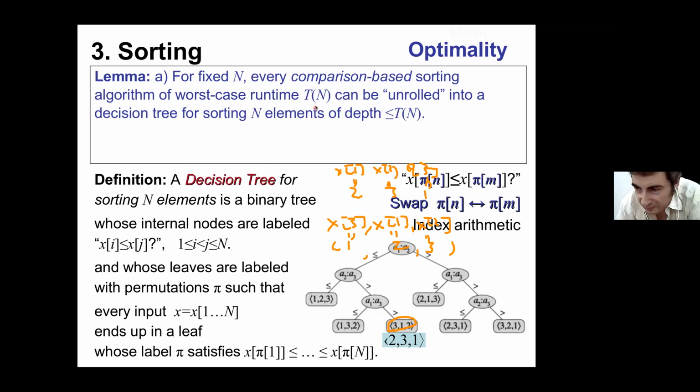When you have a running time T(n), then you have at most T(n) comparisons, and you can make out of this a tree where the path from the top to the bottom is at most T(n). So this is the depth of the tree. You should think about it.